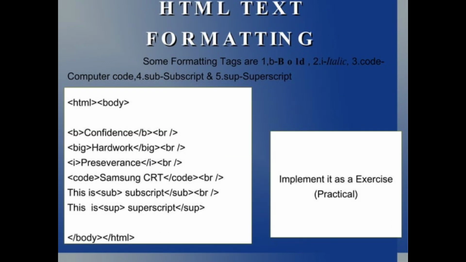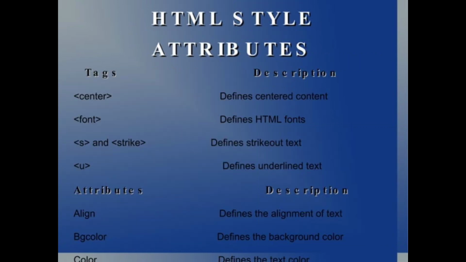What is text formatting in HTML? First, text formatting for bold. We give the B tag. For bold, we want to give the B tag. It is the example given below. The I tag means italic. Next, code represents computer code. SUB means subscript. SUP means superscript. This is the text formatting.